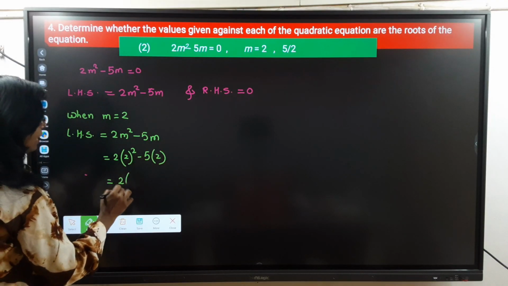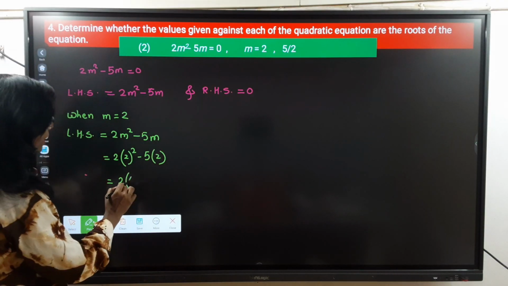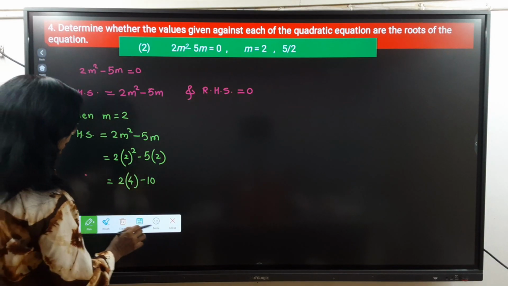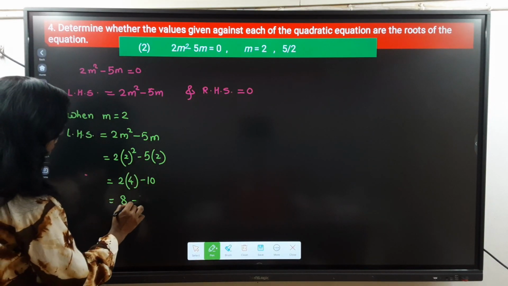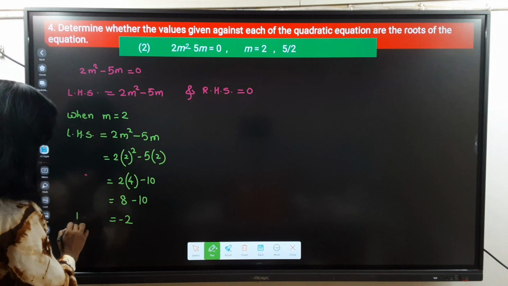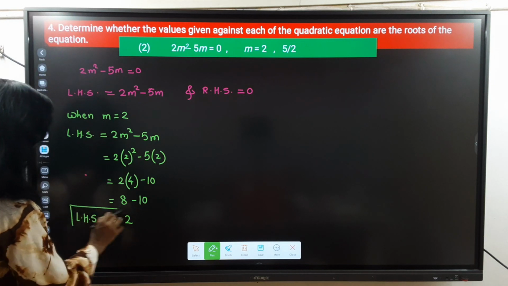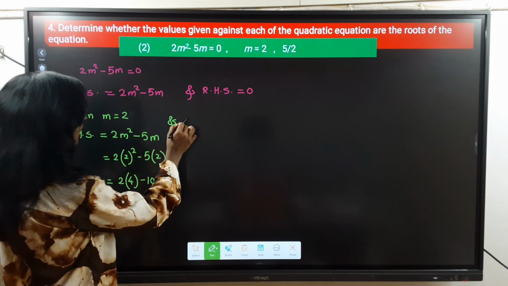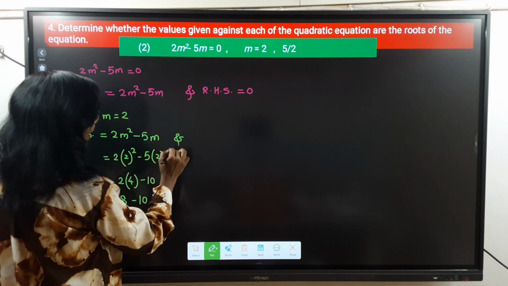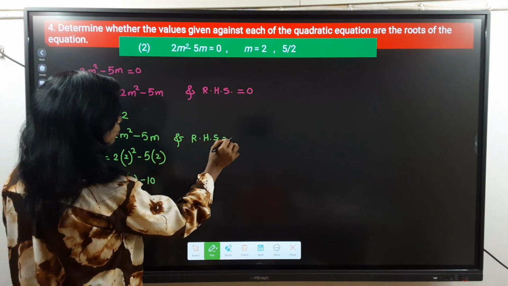So here 2 multiply square of 2, that is 4. So here 4 minus 5 2s are 10. Then here 2 4s are 8 minus 10, so minus 2. That means LHS is equal to minus 2. And RHS, here students I write down, RHS is equal to 0.